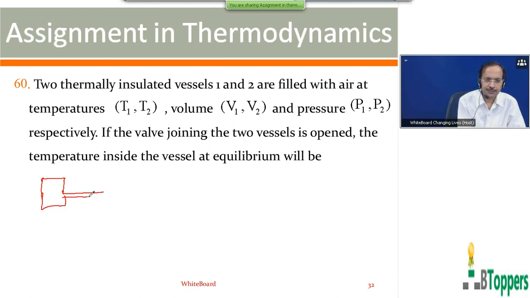So after the valve is opened, they are thermally insulated vessels. That means you can assume that there is no transfer of any heat from the system of the two vessels to the surroundings. So let T be the final temperature in equilibrium and let P dash be the final pressure. Some gas diffuses from one vessel to the other vessel until the pressure becomes the same. There may be a transfer of heat from the air in one vessel to the air in the other vessel, but there is no net transfer of heat in the system of the two vessels because the two vessels are thermally insulated.